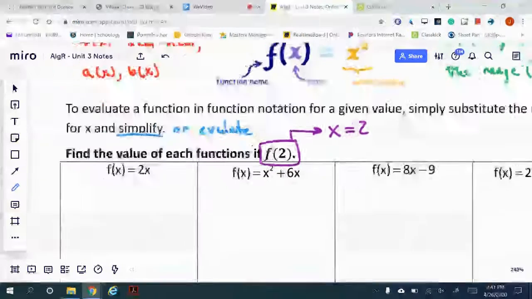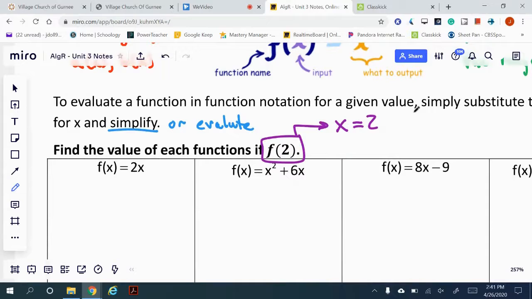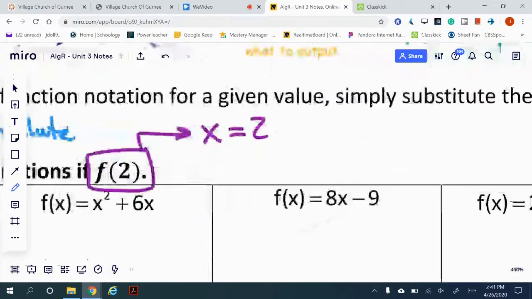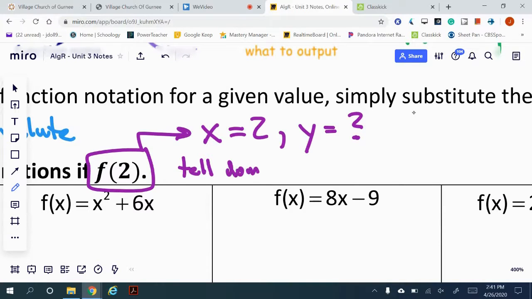Remember, if we're starting with f of x, and we're saying f of 2, well, notice everything's the same except x was replaced by 2. And the only way we can replace things, substitute things, is if they're equal. But not only is it telling you something, it's asking you for something. It's asking you what is y. So it's telling you the domain, and it's asking you for the range. All right?